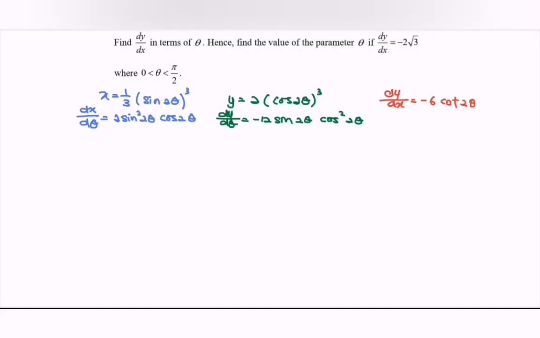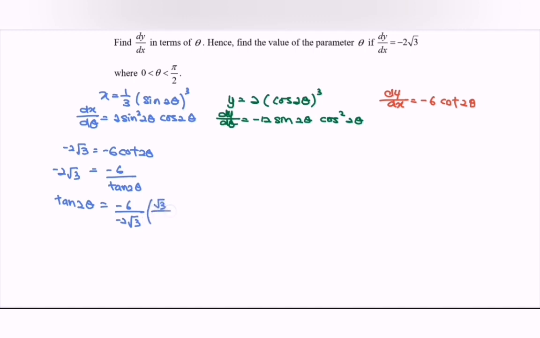Next, continue. Hence, find the value of the parameter theta if dy/dx is equal to negative 2 multiplied by sec 3, where theta is between 0 and pi over 2. So kindly substitute the situation. So here we have negative 2 sec 3, which is equal to negative 6 cotangent 2 theta. Kindly rewrite the situation. So here we have negative 6 over tangent 2 theta equals negative 2 square root of 3. So tangent 2 theta is equal to negative 6 over negative 2 square root of 3.